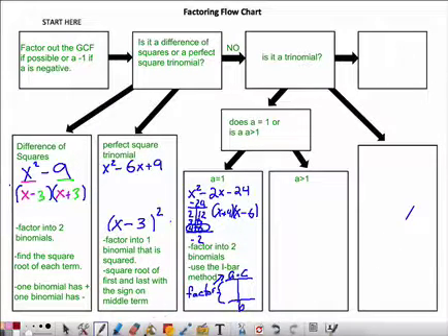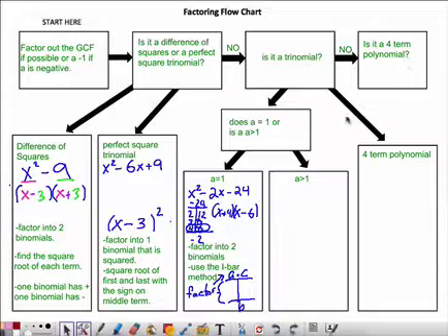Now we have one more possibility. So at this point, you've traveled down the line, you've factored out any GCFs, you saw that it was not a difference of squares or a perfect squared trinomial. You also saw that it is not a trinomial, and so you've reached the end. Is it a 4-term polynomial? If this polynomial that you're looking at is factorable, this is our last chance to factor it using these methods.